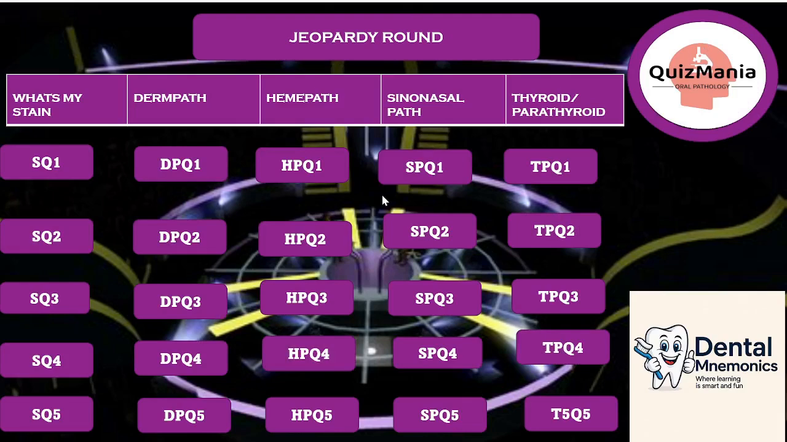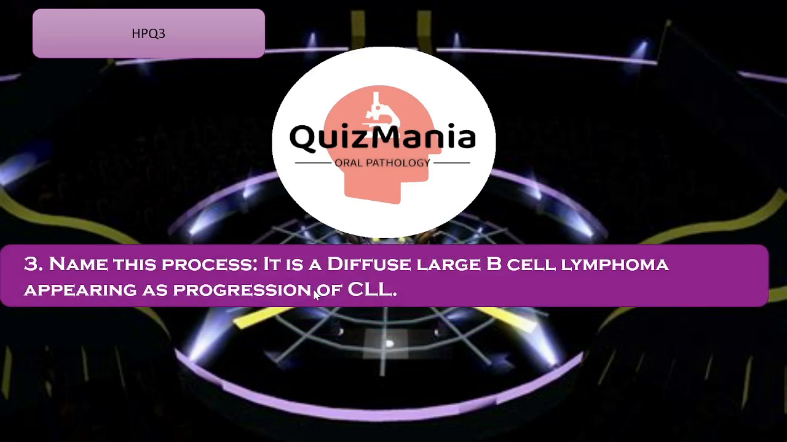So let's continue with the third question of hempath. The question is, I want you to name this process. It is a diffuse large B-cell lymphoma appearing as progression of CLL. So I want you to name the process in which there is a diffuse large B-cell lymphoma which appears as progression of chronic lymphocytic leukemia. What's the name of this process or transformation? So I hope you have noted the answer.